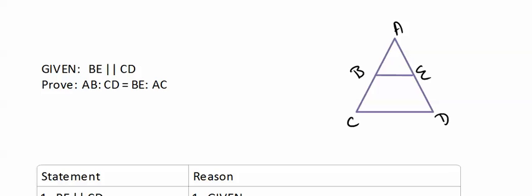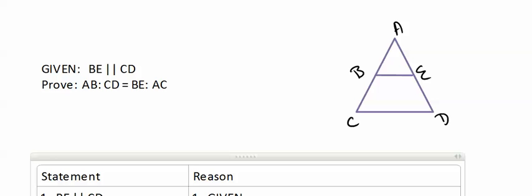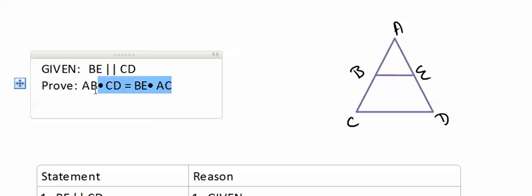And finally, our last example. We're given the diagram of the triangle on the right, and we're given that BE is parallel to CD, and we're trying to establish that BE over CD is equal to BE over AC. Again, this comes from the proportionality, because if we think about the proportionality, that leads us to the means extremes. I'm sorry, this should actually be multiplication. So the product of AB times CD is equal to the product of BE and AC.